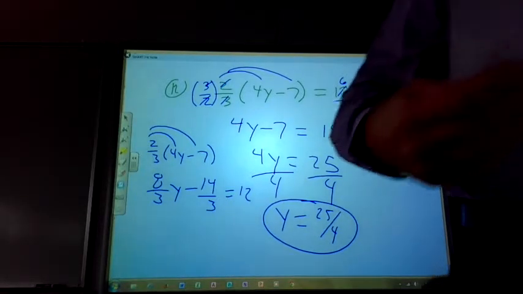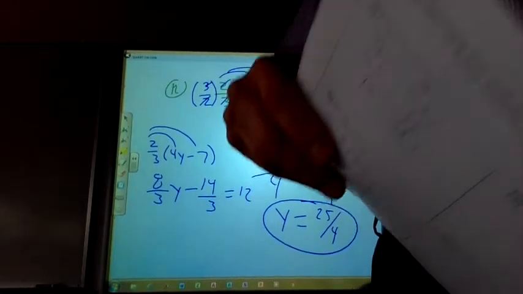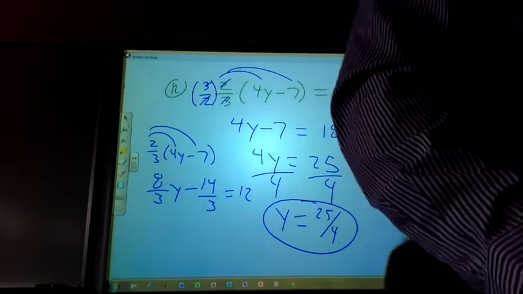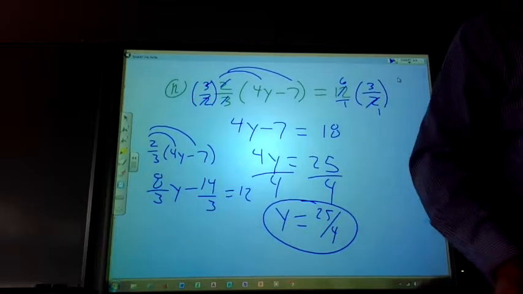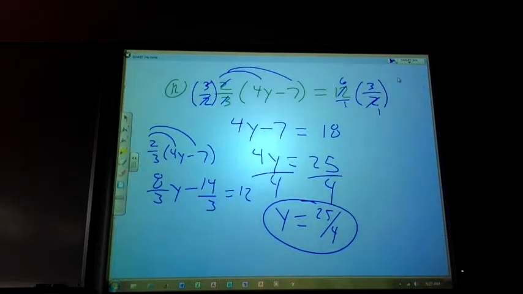Twice a number. How do you represent twice a number? Huh? Twice a number. 2x. There it is. So twice a number is like 2x or 2t or 2m or whatever.